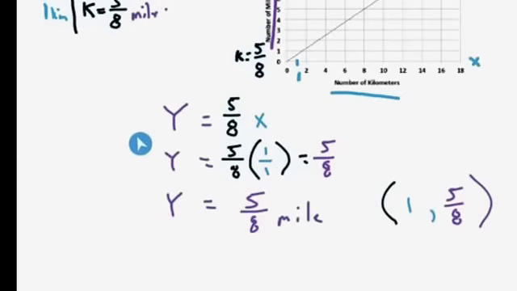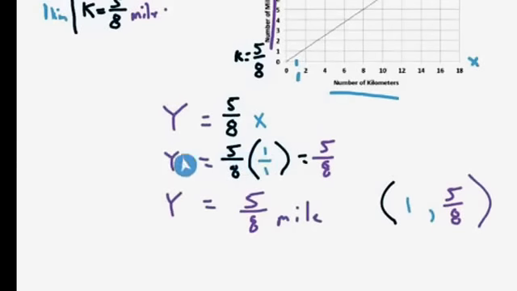A final way to determine that y value, we can always use our equation that describes the relationship. So we have y equals 5/8 times x. I would substitute 1 for x, 1 kilometer. Y equals 5/8 times 1, which equals 5/8. So again, y equals 5/8 mile. So our coordinate pair would be 1 kilometer, 5/8 mile.